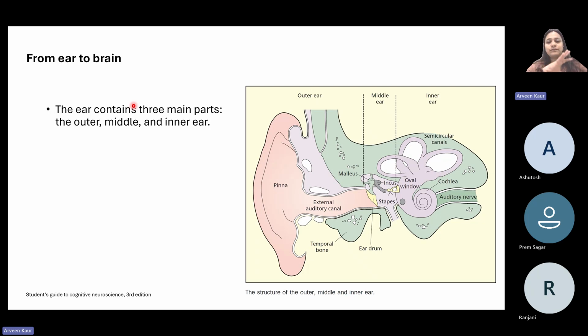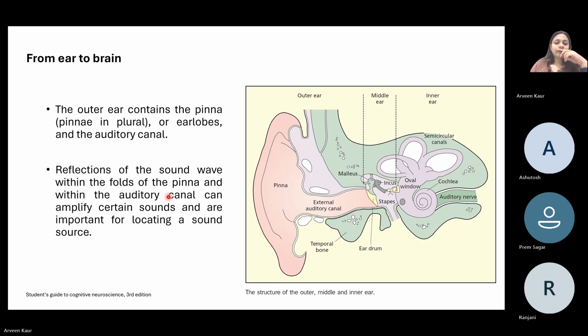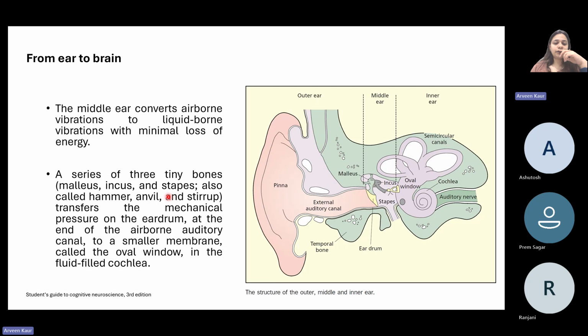Then let us come to how this information is transferred from our ear to our brain, right? So, overall, we might remember that the ear contains three main parts: the outer ear, middle ear, and inner ear. The outer ear has the pinna, which consists of the free earlobe, and also the auditory canal. The middle ear has three bones, malleus, incus, and stapes, or hammer, anvil, stirrup, right? And the inner ear has the semicircular canals and the cochlea, right? So this is what we have already talked about.